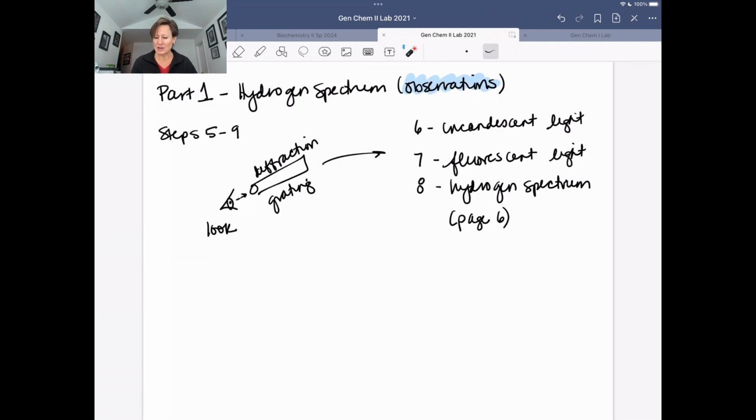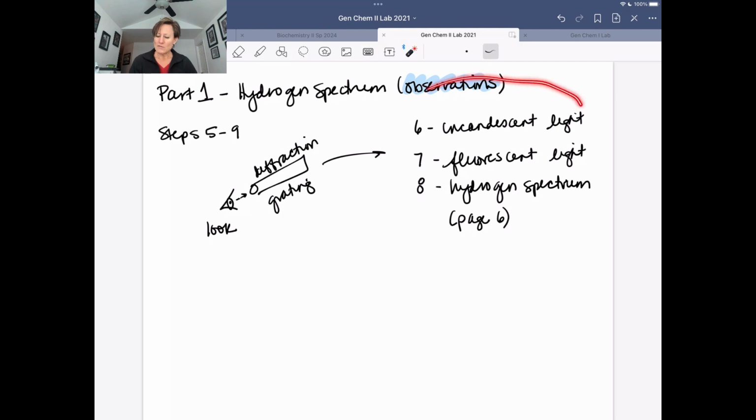Okay, the second part is actually doing some observations. Okay, so here's what you're going to do. You're going to have this little, looks like a little telescope that you're going to be looking through. It's called a diffraction grating. And what you're going to be doing is you're physically going to be looking through that diffraction grating and looking at 3 different kinds of lights. We're going to look at an incandescent light bulb, right? Those are sort of the old style light bulbs that have a filament in them. Then you're going to be looking at fluorescent light. And then you're going to be looking at the hydrogen spectrum, so looking at a hydrogen lamp.